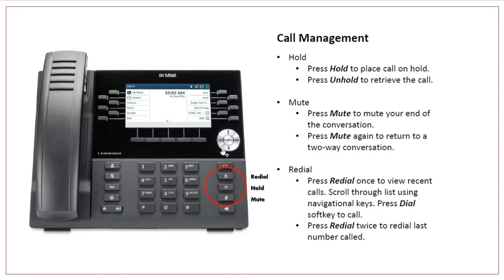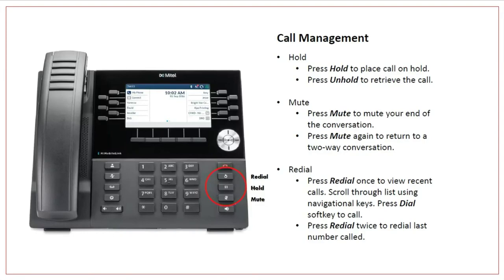If I need to just mute my end of the conversation, then I'm going to press the mute key, which is right below the hold fixed key. Mute will simply mute the volume and audio on my end of the conversation. I can still hear the caller fine. If the caller stops talking, they're going to hear silence, and it'll sound like they've been hung up on. To return to that two-way conversation, you simply press the mute again, and now you and the caller can both hear each other.